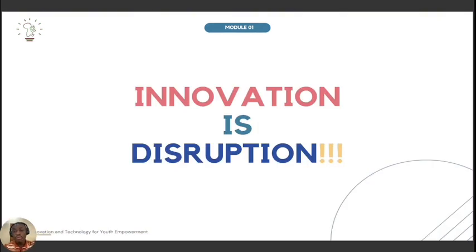Great. So lastly, in module 1, I want to quickly say that innovation is disruption. No matter how you see it, because innovation always moves from status quo to a new way of doing things, it means that something along the line is being disrupted.